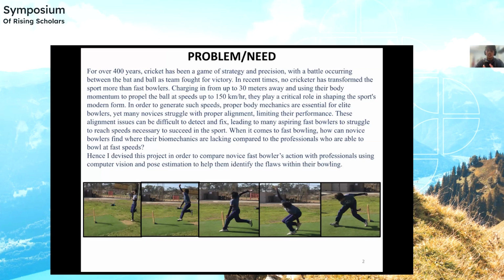But the problem is, many novice bowlers struggle with proper alignment, including myself when I was playing a few years ago. And there's a lot of different small alignment issues when you're trying to use every part of your body to generate this momentum. So the goal here was to see how you can use pose estimation in order to identify these flaws with fast bowling and help novice bowlers reach the same levels as professionals in terms of their body action.